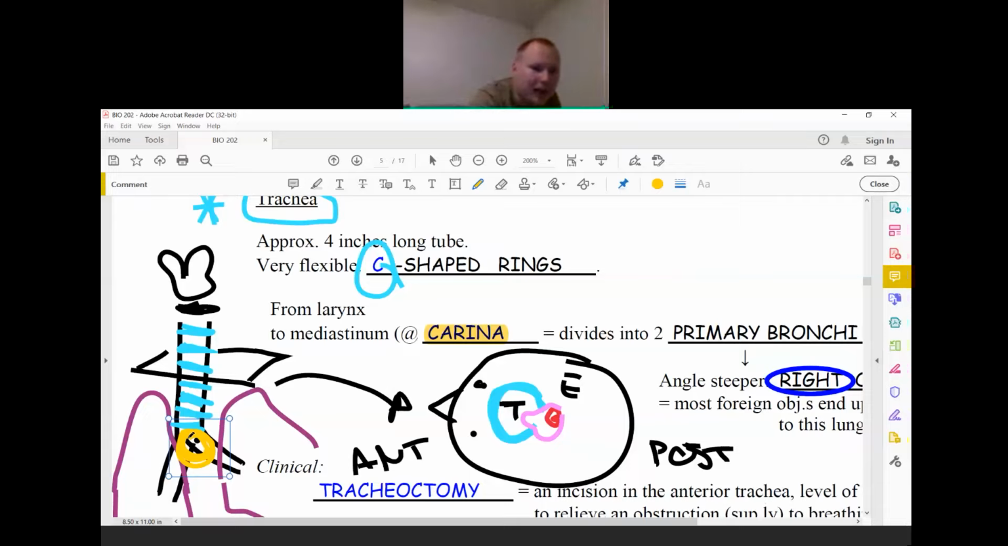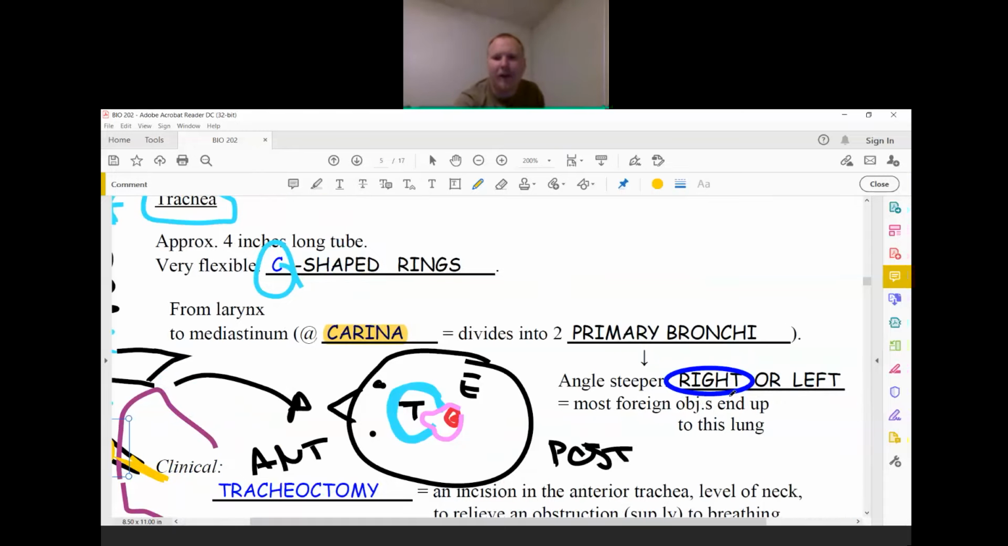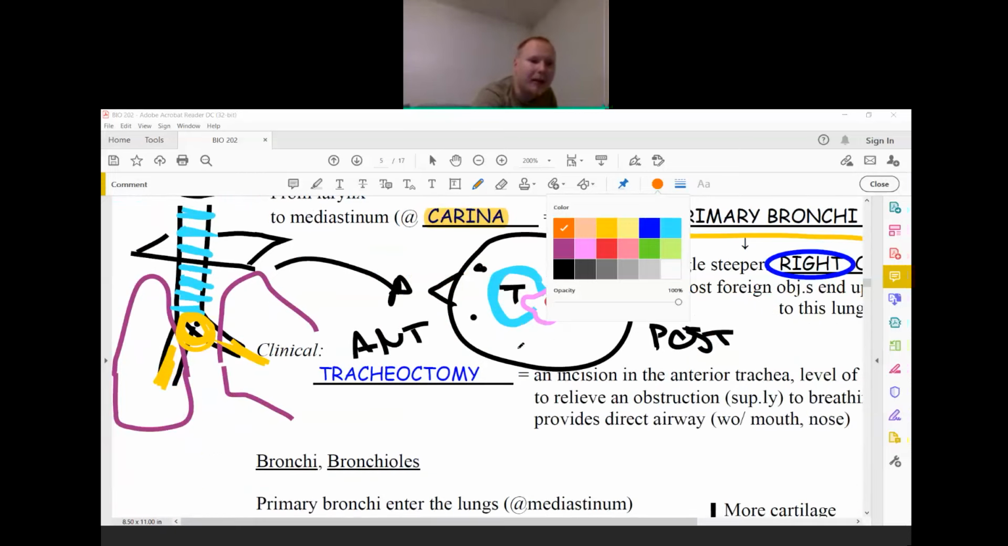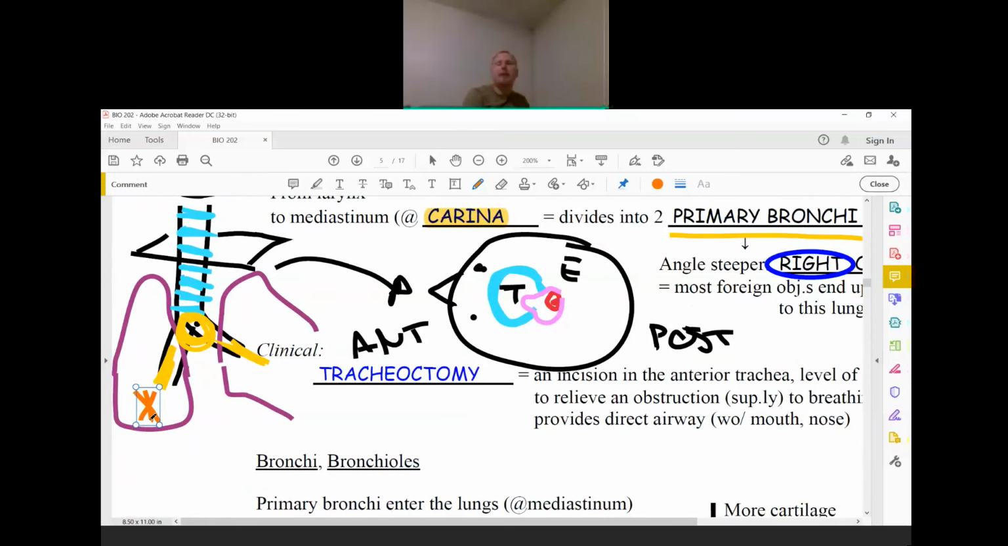And what comes out of there is two primary bronchi. So they're the first branches that come after that. One thing that you'll notice is that the right one is at a steeper angle than the left one. And this is actually going to be important for us. Because of this right one being at a steeper angle, this is where we normally find, for example, if infants inhale a foreign object, it tends to go into the right lung. So that's the explanation for that. And I think it would make a nice exam question.